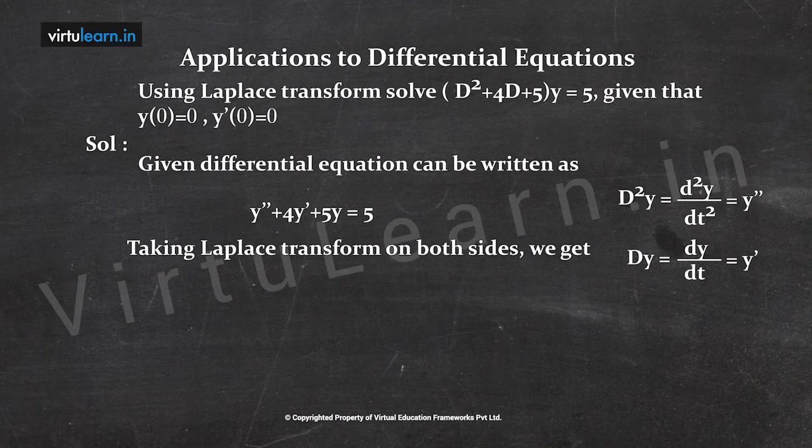Now what is our first step in the procedure? Taking the Laplace transform on both sides, we get Laplace transform of y double dash plus 4 into Laplace transform of y dash plus 5 into Laplace transform of y equal to Laplace transform of 5.